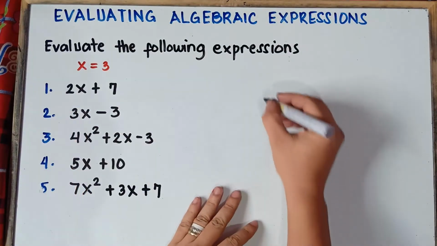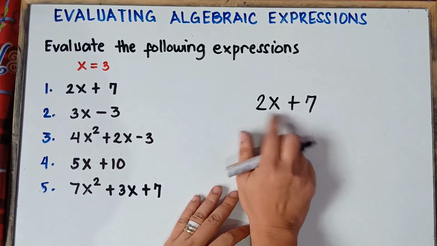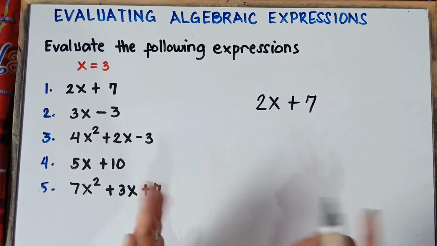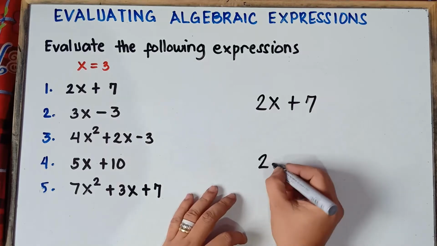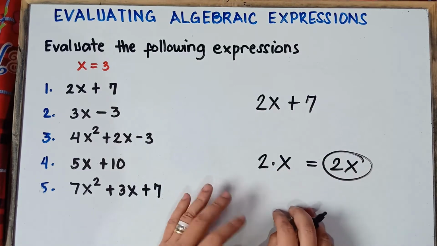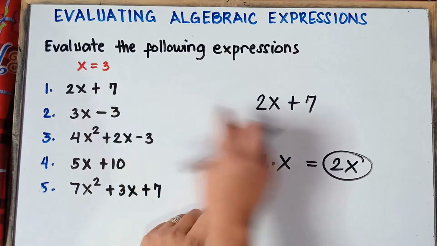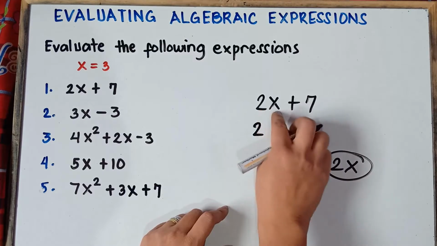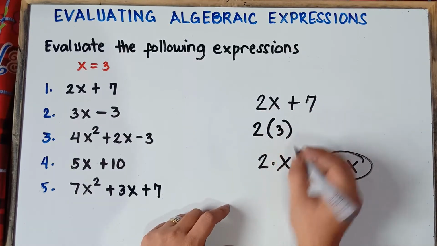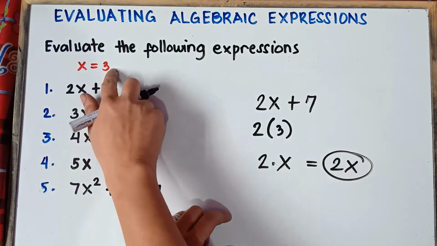Let me copy the expression. We have 2x plus 7. Once again, class, if you have 2x, a number together with a variable close to each other, it means multiplication. 2 times x is just the same as 2x. So the thing that we will do, class, is simply substitute the value of x, which is 3. So copy 2, and then this is multiplication. So 2, then parentheses 3. Once again, class, this 3 came from the value of x. So substitute the value of x, which is 3.